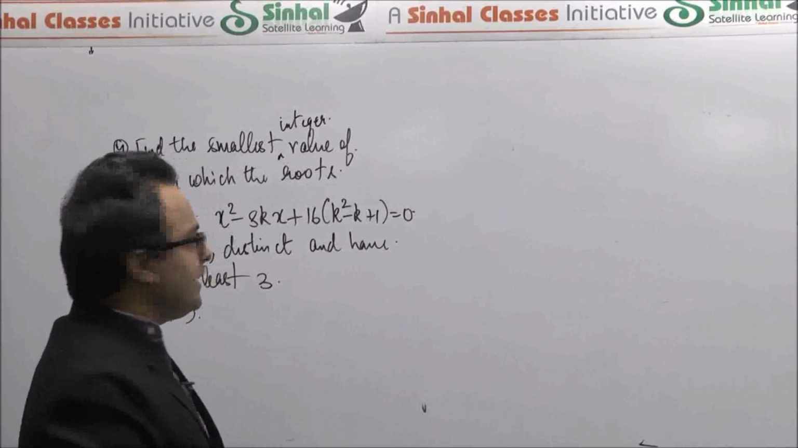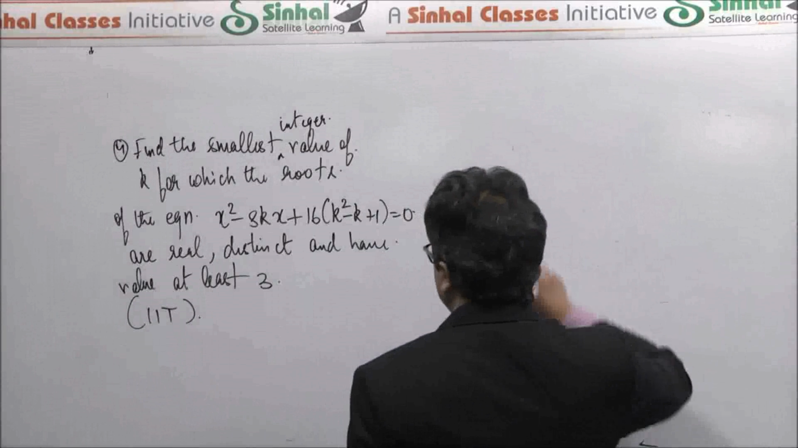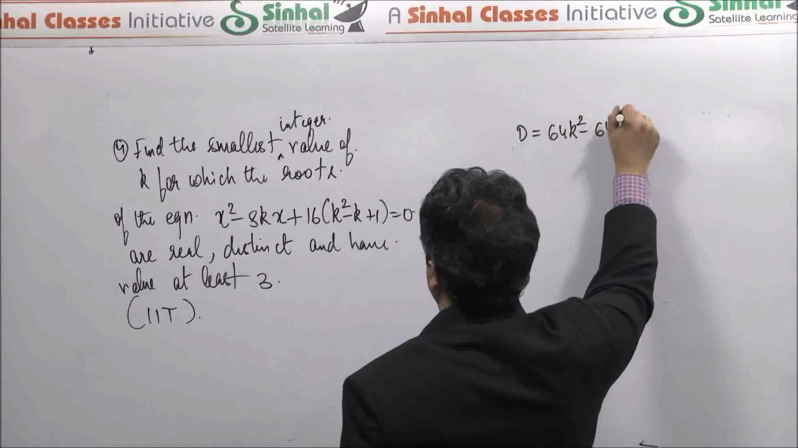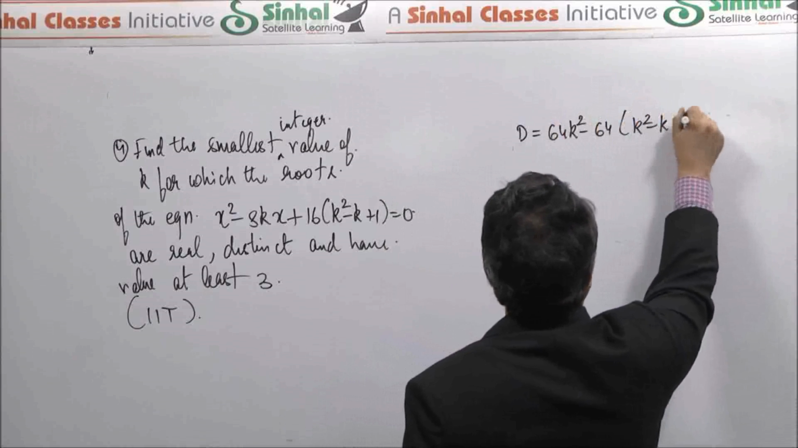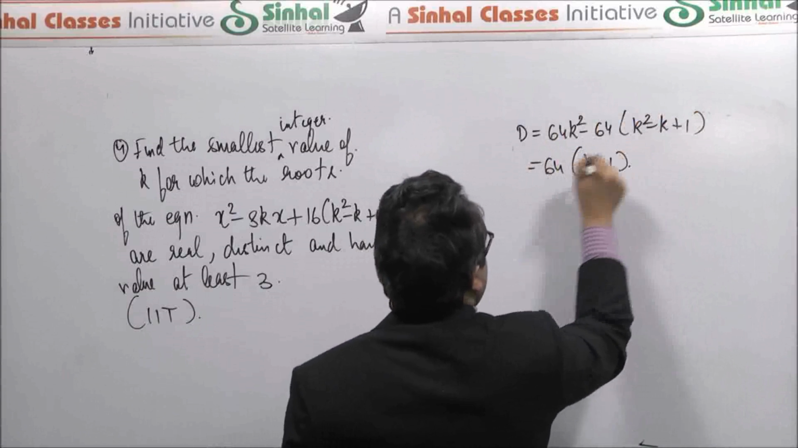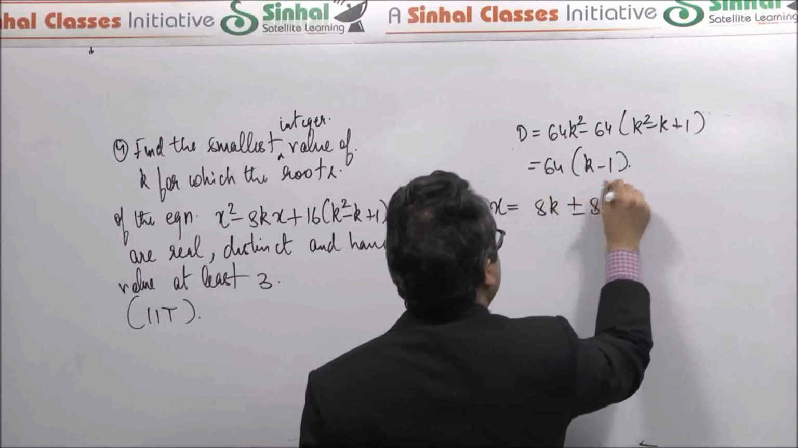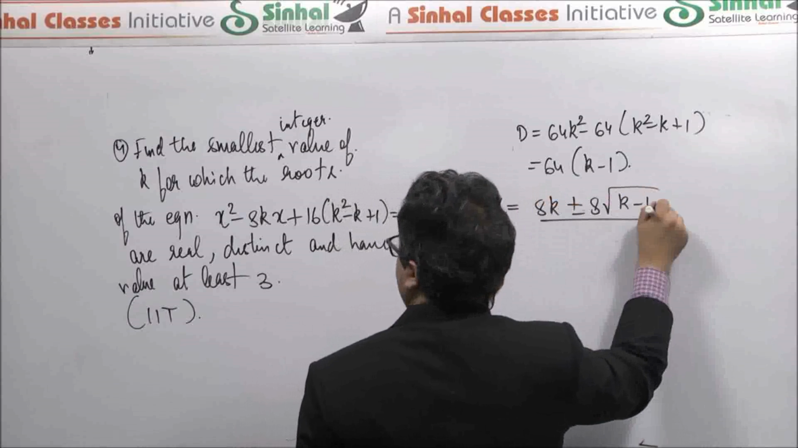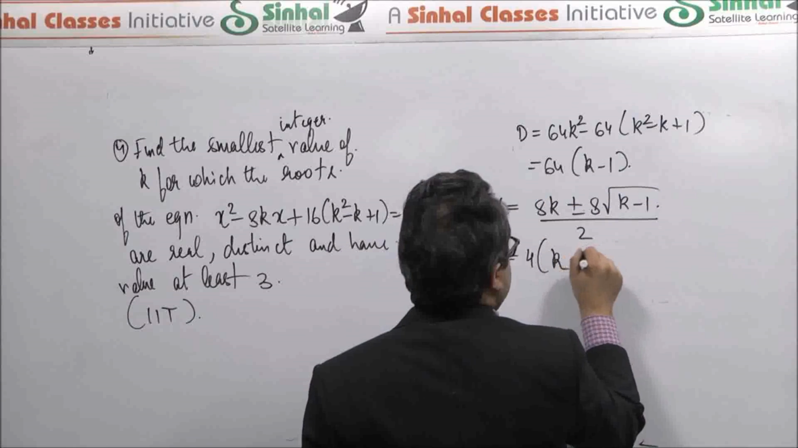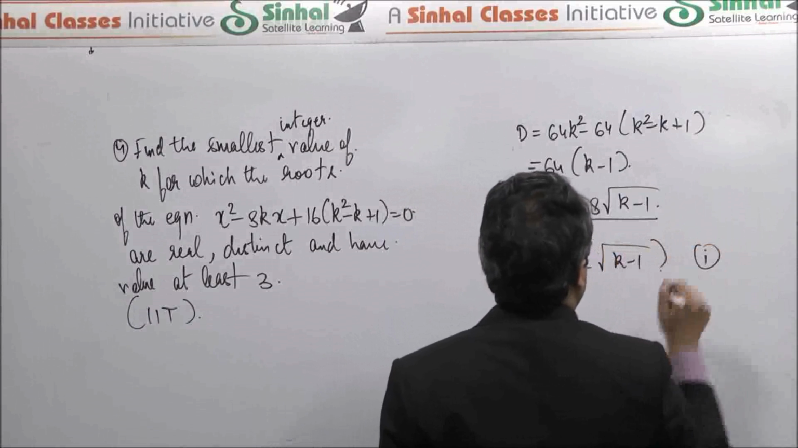Let's use a slightly different approach to this problem. Let's try to find the structure of the roots. So the discriminant over here is 64k square minus 64 times k square minus k plus 1. So that's 64 times k minus 1. So the roots themselves are given by 8k plus minus 8 under root k minus 1 by 2. So that is 4 common k plus minus under root k minus 1.